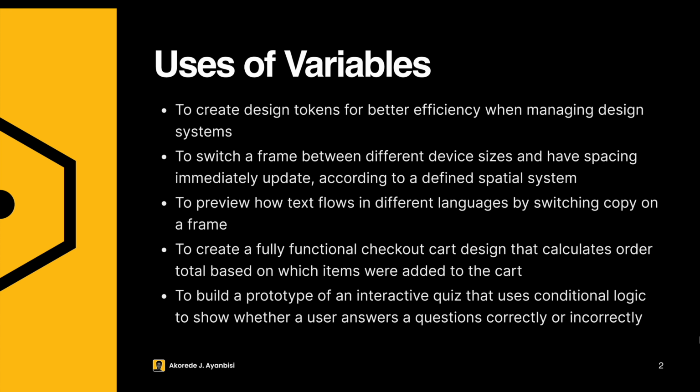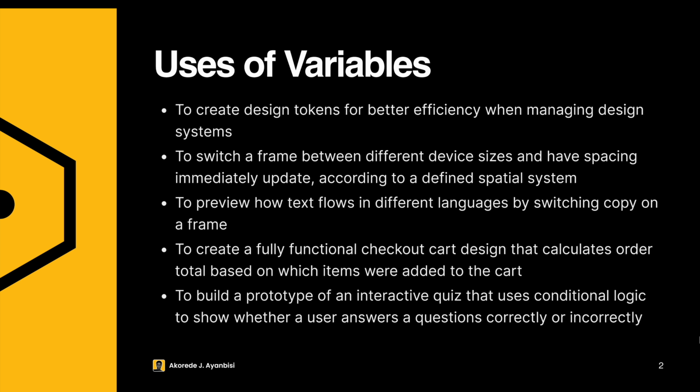Now, one of the things you'll be asking yourself is what are even the uses of variables. So there are like five uses of variables that I can tell us now, right? And there's even more stuff you can use variables for. The first one is to create design tokens for better efficiency when managing design systems. The second one is to switch a frame between different device sizes and have spacing immediately update according to a defined spatial system.